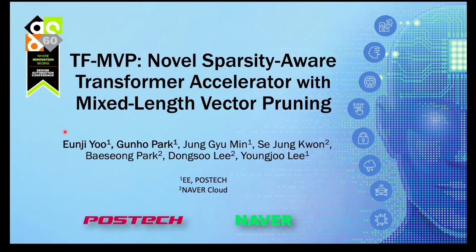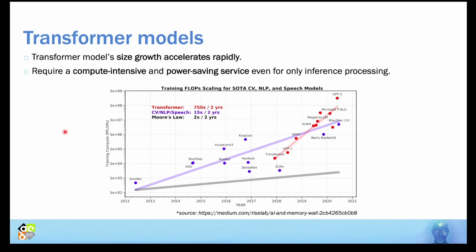This time, I will introduce my paper, TF-MVP, a novel sparsity-aware transformer accelerator with mixed-length vector pruning. Let's get started. As you know, Moore's law has doubled performance every 2 years, and CNNs have increased 15 times every 2 years. With the advent of the transformer, it's going up 750 times in 2 years. We need hardware-saving technology to train and run inference on it.